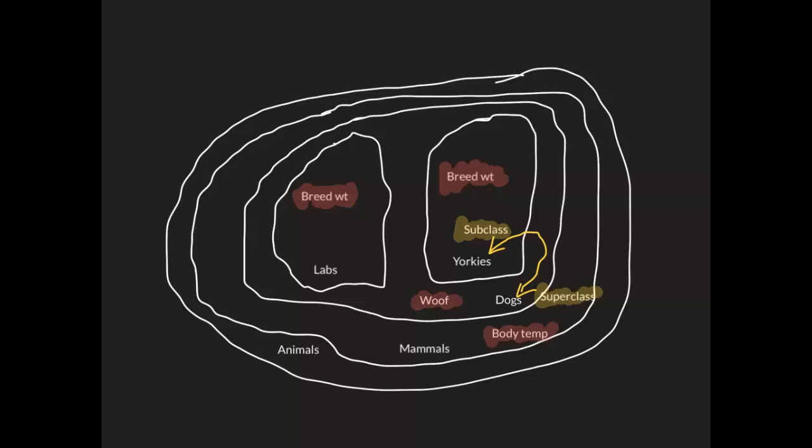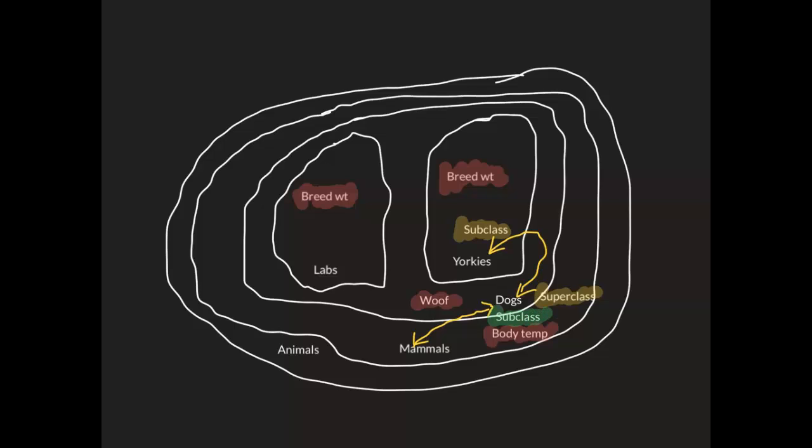So now let's think about the relationship between dogs and mammals. In this case, dogs are the subset of mammals. Mammals are the superset of dogs. And so dog is the subclass of mammal, and mammal is the superclass of dog.